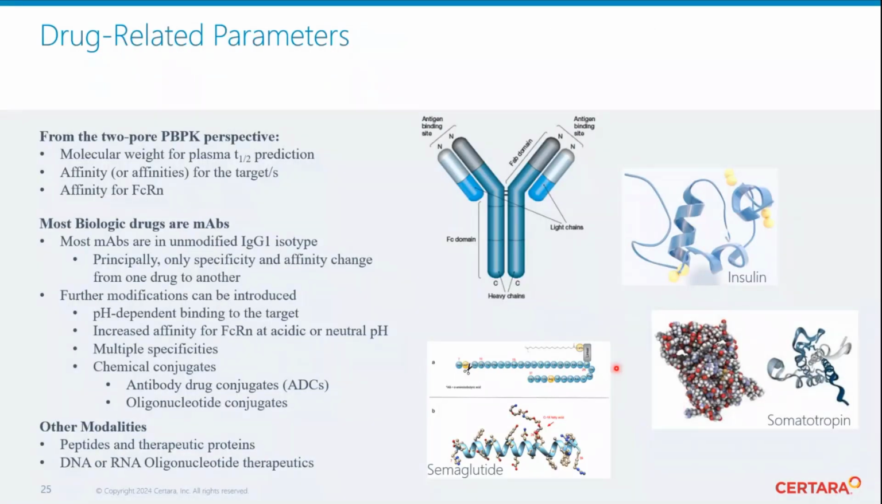So what kind of protein-specific parameters do we need? Yeah, we alluded already to molecular weight, that's the size of the protein, affinity for FcRn, affinity for the targets. Most biologic drugs are antibodies, most are IgG1, but some are IgG4, I think, as well. But there is quite a bit that one can do with an antibody. It's fairly malleable as a platform.